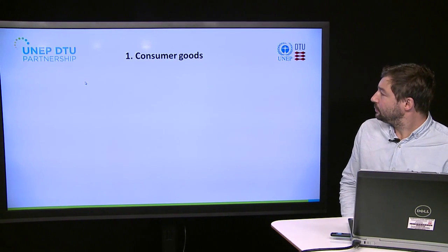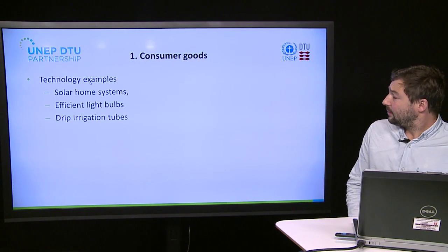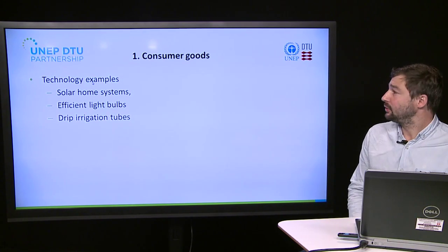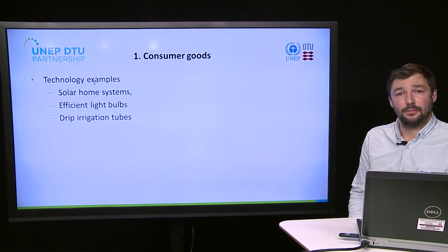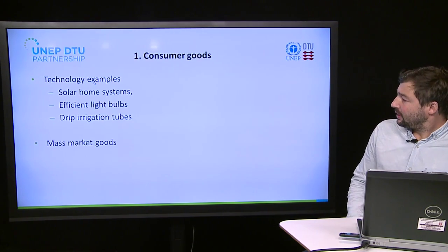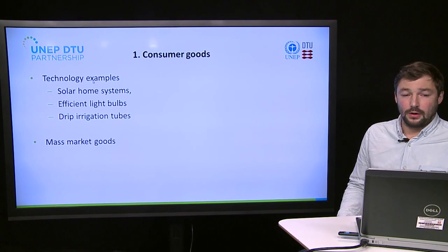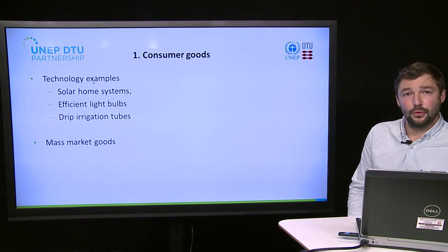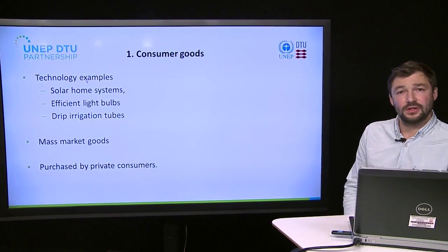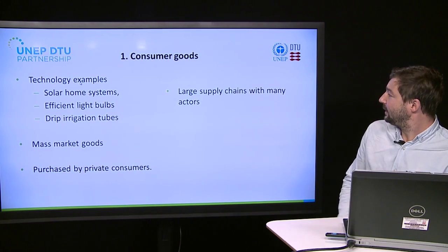So turning now to the concept of a consumer good, the technology examples in this particular type of technology include, for example, solar home systems, efficient light bulbs, drip irrigation tubes. And we can see that these are technologies that are typically diffused on mass market terms, pure market terms, you could say. And they are typically purchased by private consumers on the market.